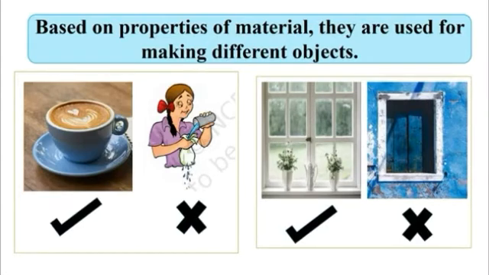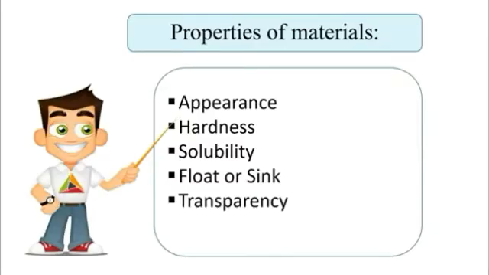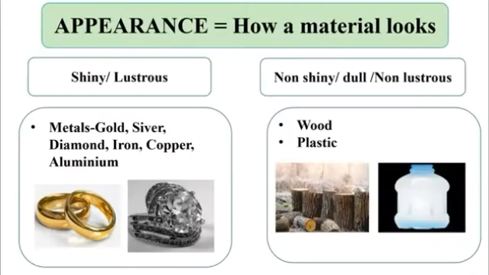Now we'll study the properties of materials a little more. The different properties we are going to study are: first, appearance; second, hardness; third, solubility; fourth, float or sink; and the next is transparency. So let's talk about the first property. Appearance is basically how a material looks. Based on materials, appearance is classified into two: shiny and non-shiny. For example, metals such as gold, silver, diamond, iron, copper and aluminium are very shiny, whereas wood and plastic are dull and non-shiny.